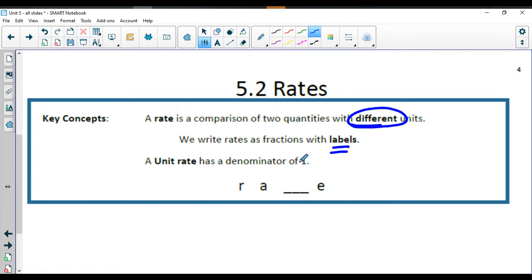And a unit rate has a denominator of 1. In order to get a denominator of 1, we actually just need to divide. So a rate is really just a division problem. Notice this divide sign takes the place of the t here. So it's kind of my little device to help remember what we need to do when we see a rate. So a rate is very simply put a division problem.